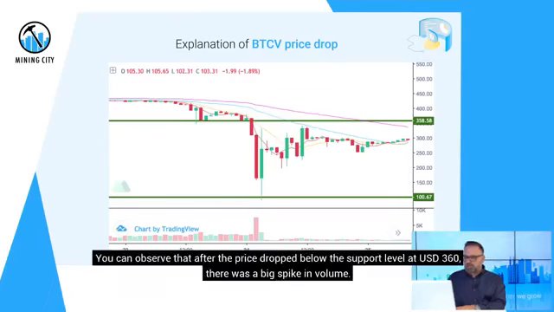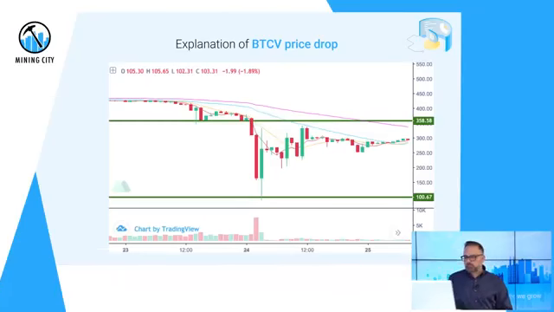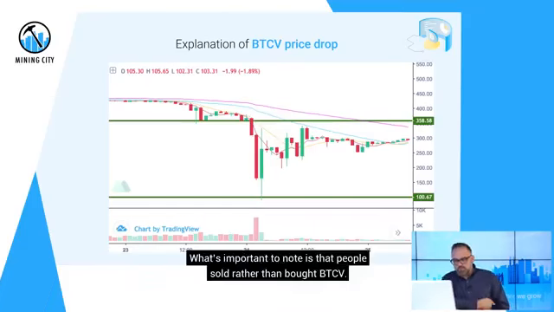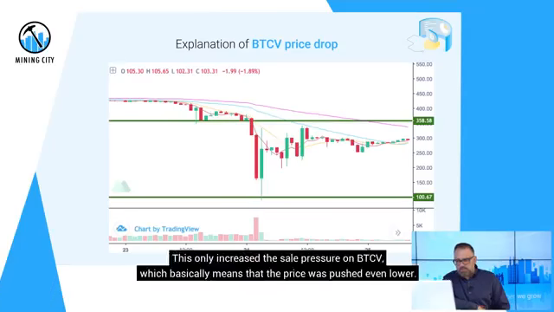You can observe that after the price dropped below the support level of $360, there was a huge spike in volume. It's over here. What's important to note is that people sold rather than bought Bitcoin Vault at that point. This only increased the sales pressure on Vault, which basically means that the price was pushed even lower.